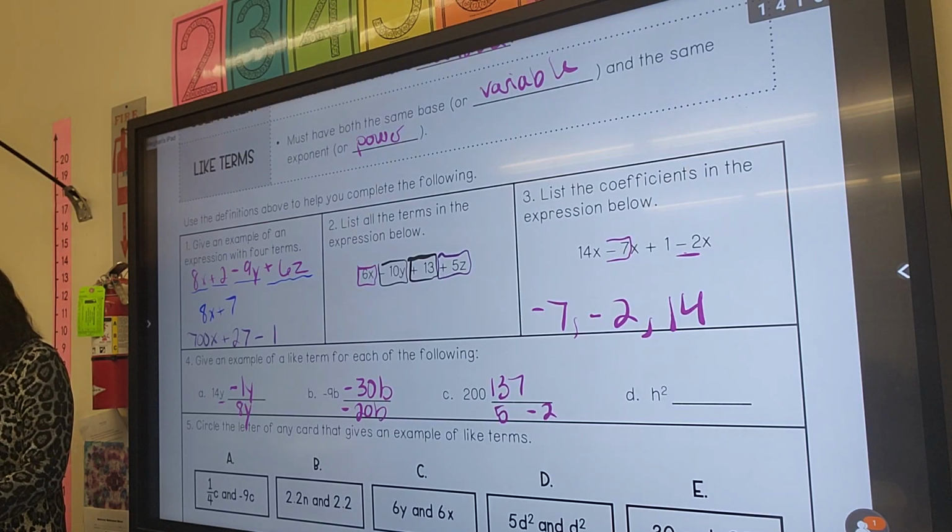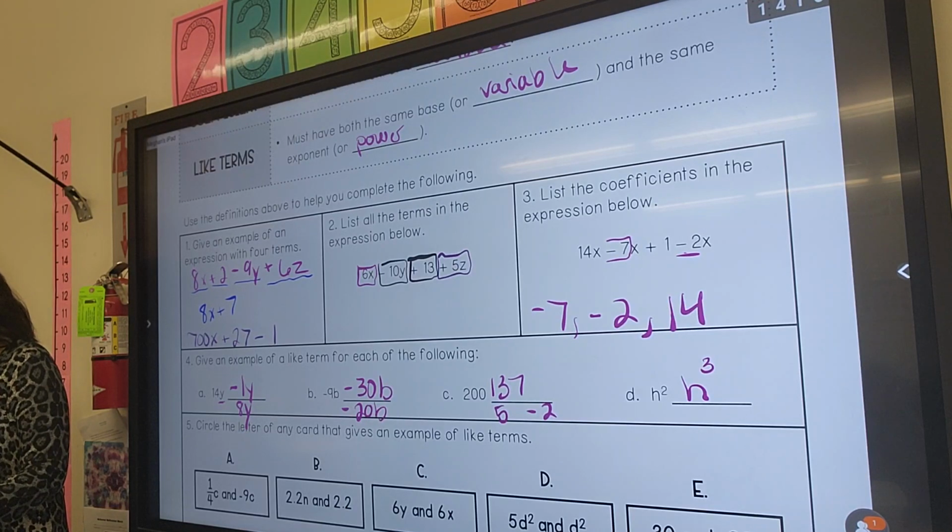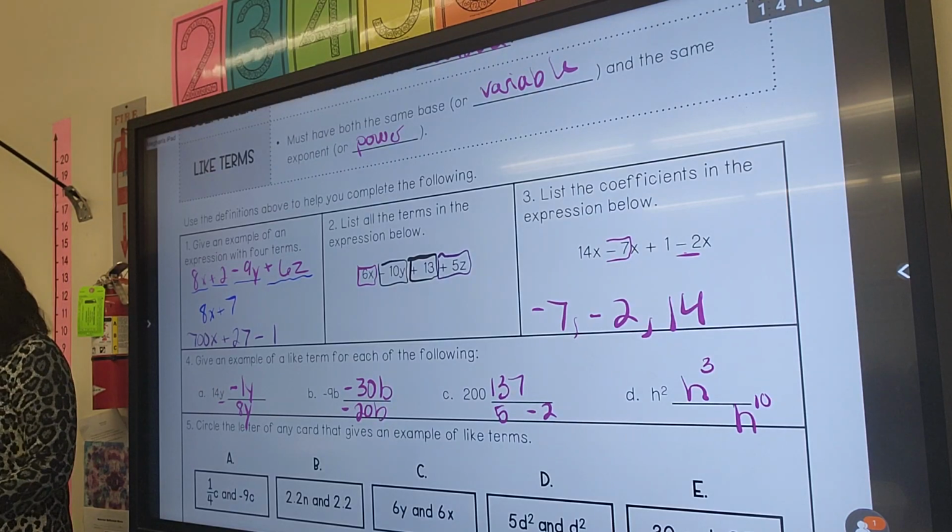The same base, just like you did in our last unit. So if we have h to the third power, you can combine those. What's another example of something that could be, Logan? H to the 10th power. H to the 10th, yep, so any of those.